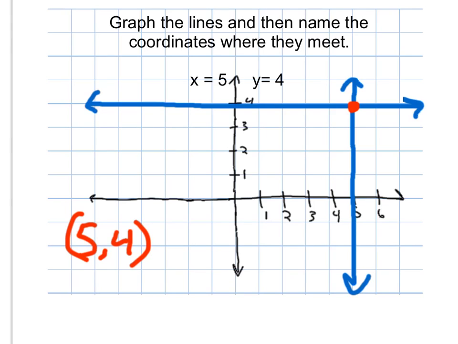So you'll notice that the coordinates where they meet are always just going to be the x and y values you're given. So if you're told to plot an x equals line, which is a vertical line, or a y equals line, which is a horizontal line, then the points where they meet are always just the x and y values you were given. So the x was 5 and the y was 4.